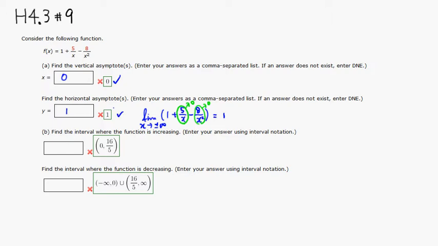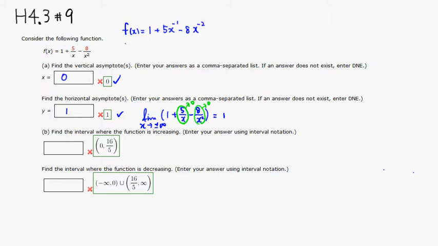Now, the intervals where the function is increasing and decreasing. So we have to look at the first derivative. Actually, I'm going to rewrite the function first. This is 1 plus 5 times x to the negative 1 power, since 1 over x is x to the negative 1, minus 8 x to the negative 2 power.